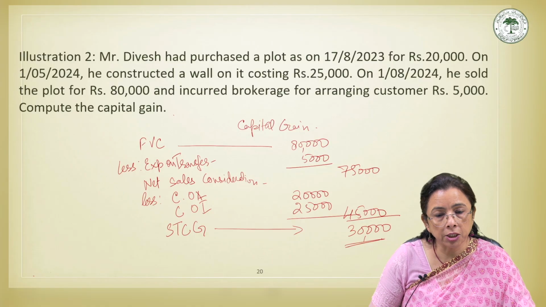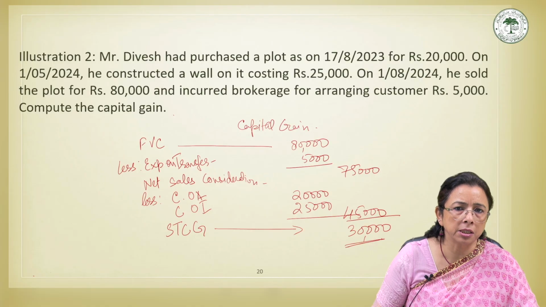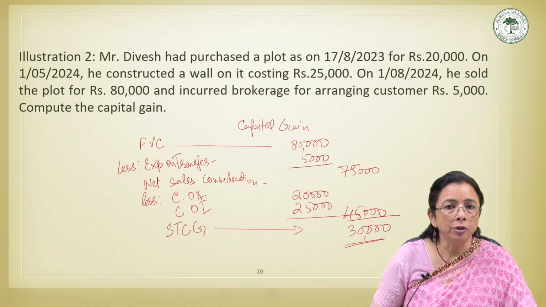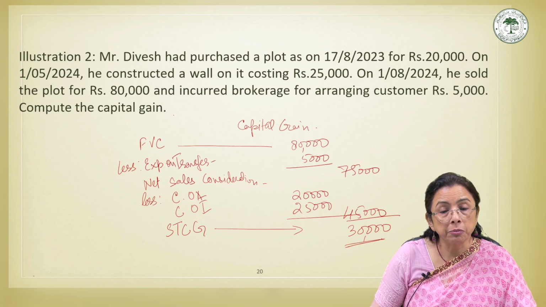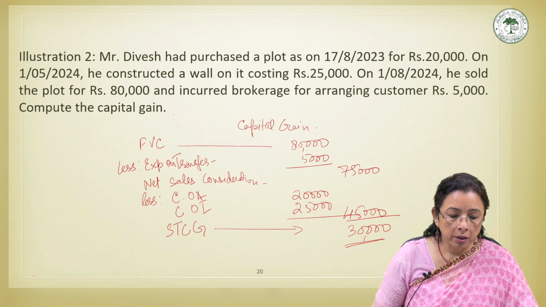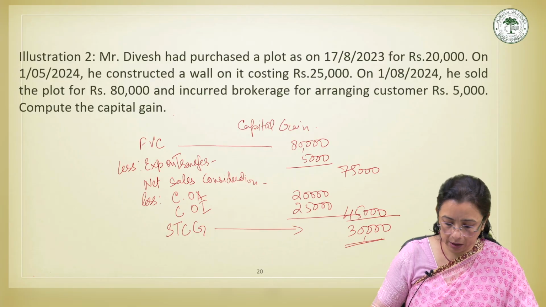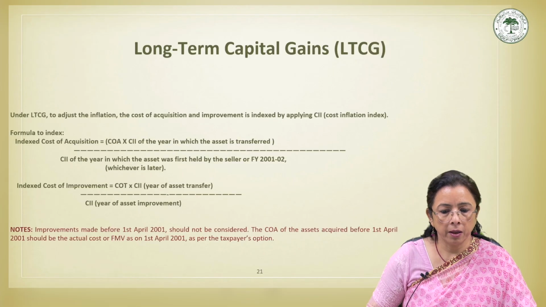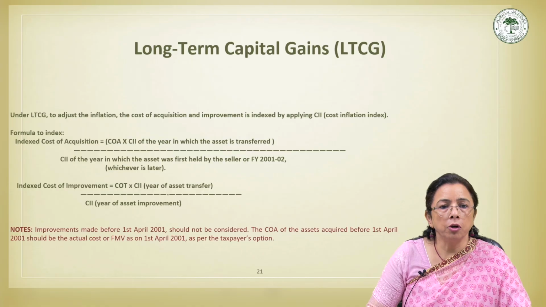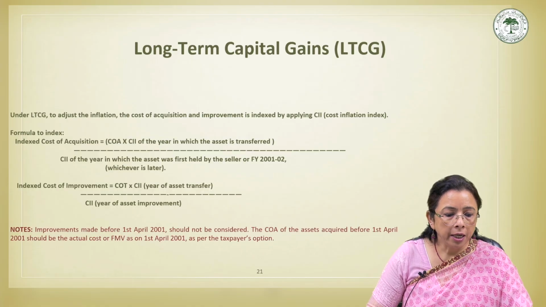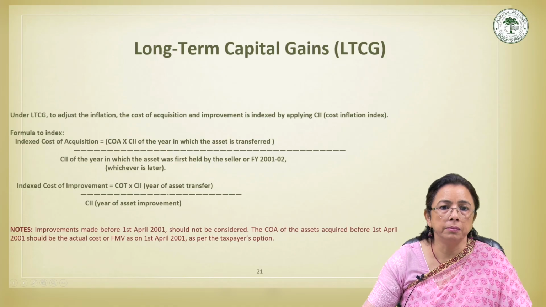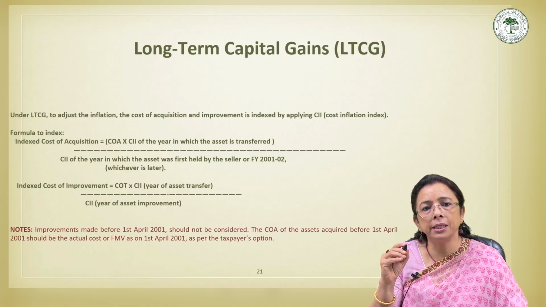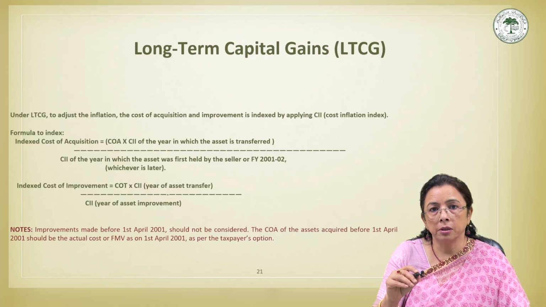There is no indexation, there is no other calculation, it is simple. But you have to remember what expenses and what exemptions are to be treated and deducted from the full value of consideration. Next, we come to the long-term capital gain. Now, in long-term capital gain, we don't simply deduct the original cost.